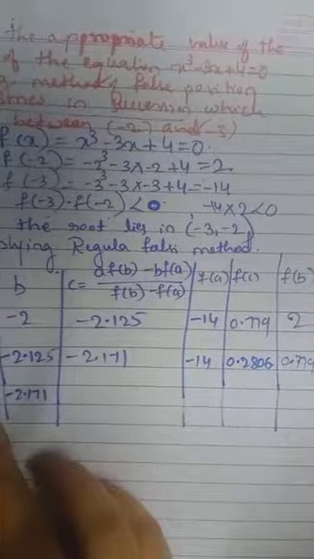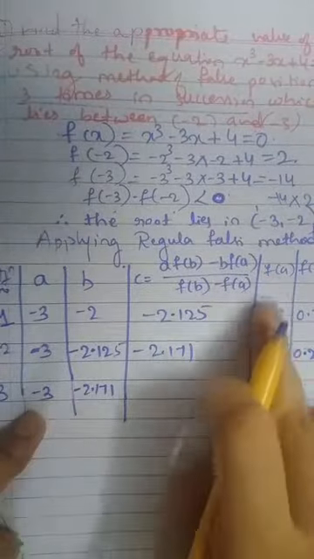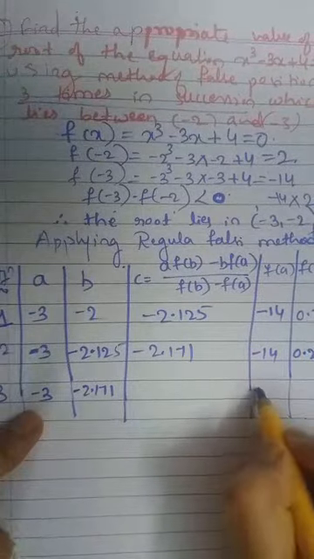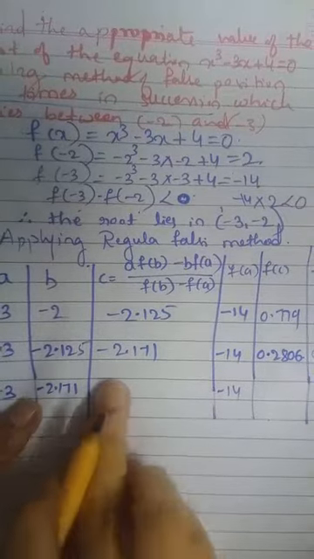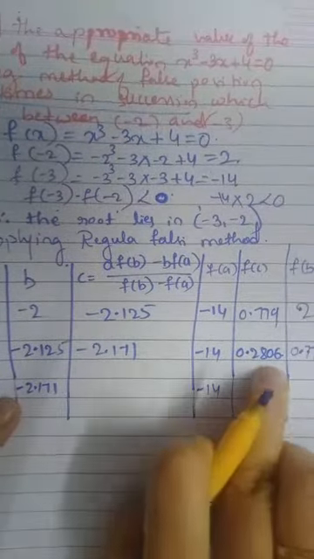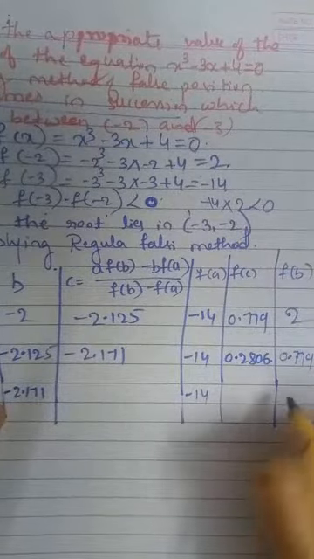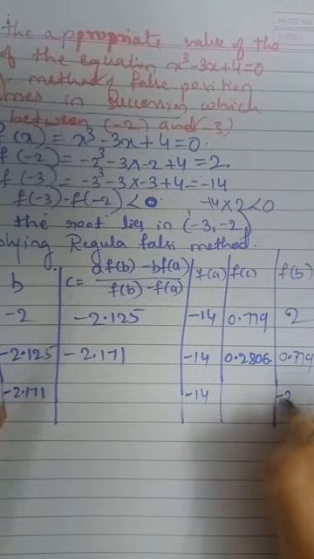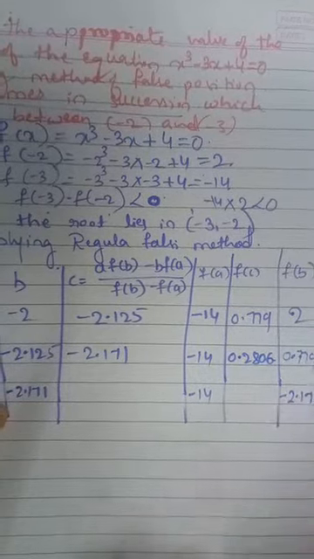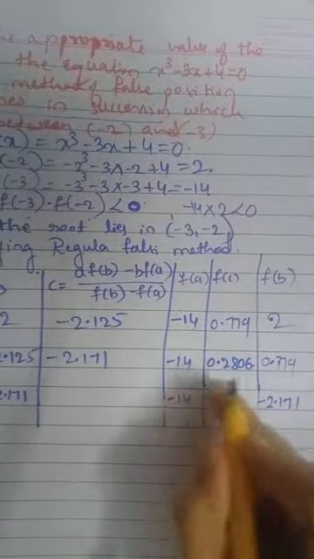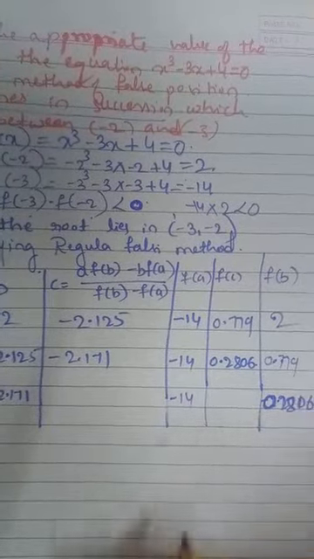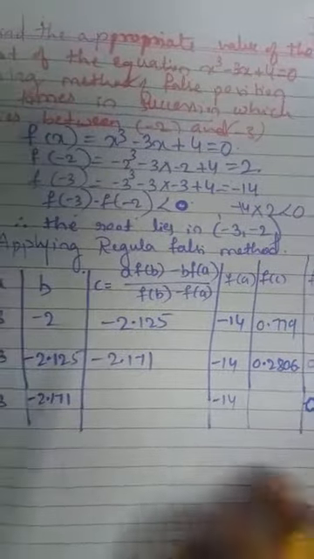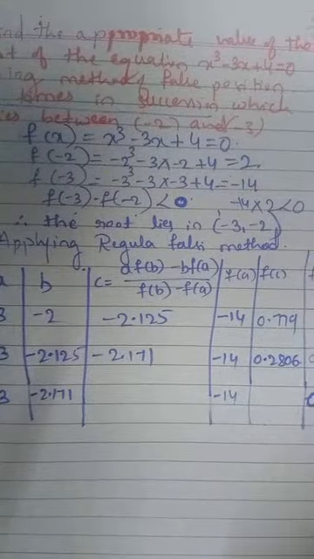Now a is -3, so once again the f of a will be the same, that is -14 only. When we have this -2.171, already once we had substituted and this is what we got, so that will be my f of b now, that is 0.2806. Now we have all these 4, substitute and find the value of c.